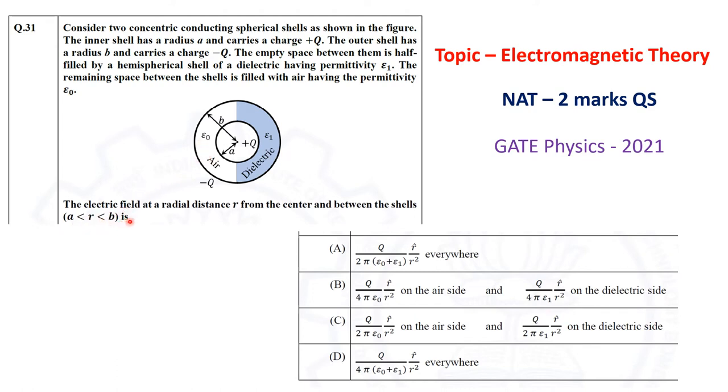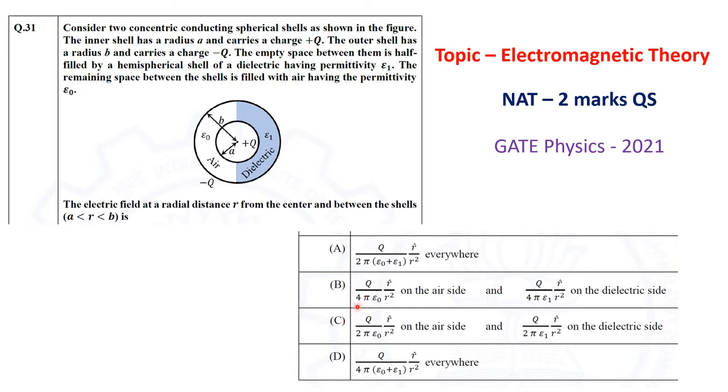The electric field at a radial distance small r from the center and between the shells, that is r greater than a but less than b, is, four options are given. Option A is q by 2 pi times epsilon naught plus epsilon 1 times r squared along the r cap direction everywhere.